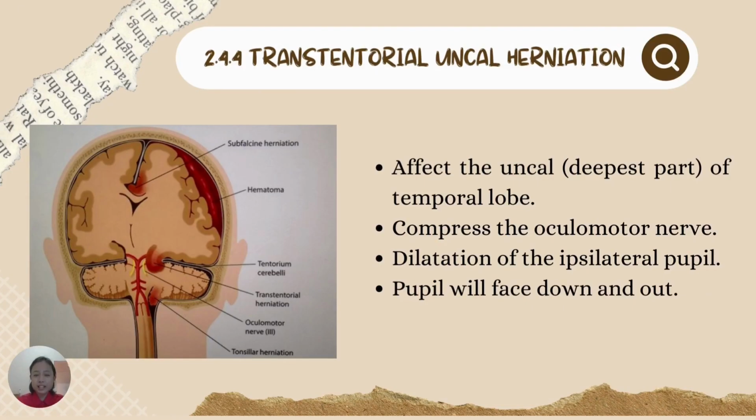I'm going to continue with the types of herniation. As the name says, this transtentorial uncal herniation affects the uncus, or deepest part of the temporal lobe. It compresses the oculomotor nerve, which causes dilatation of the ipsilateral pupil, where the pupil will face down and out.